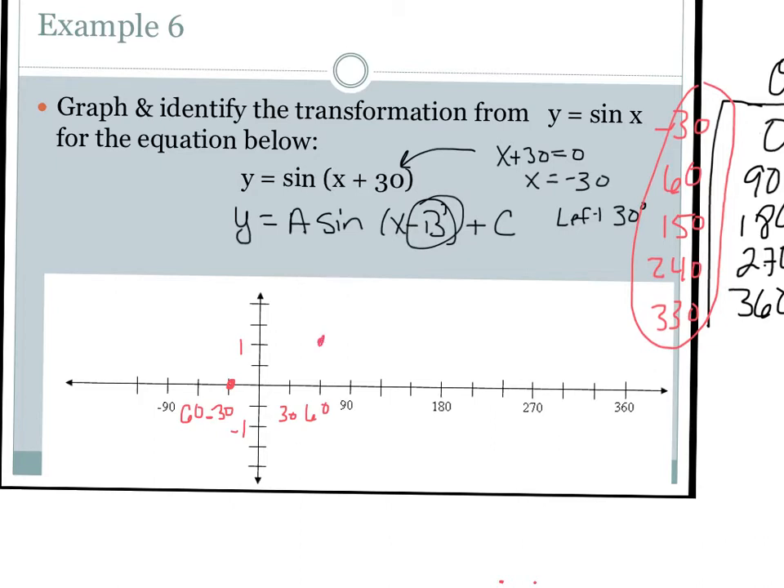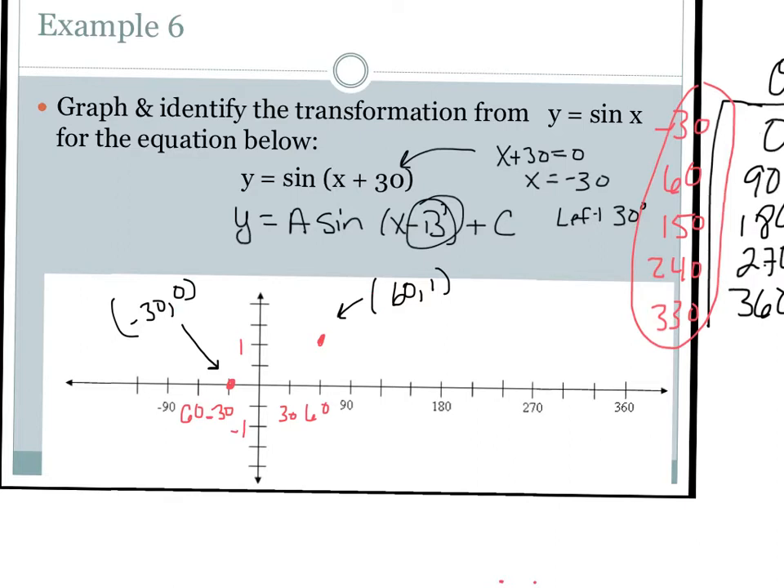So I'm going to plot this guy right here, and I'm going to start labeling these points also. This was negative 30, 0. So you can see that we're shifting these 30 units to the left. This is going to be 60, 1. What I'd like you to think about is what's the distance between negative 30 and 60? Hopefully you're saying that's 90 degrees. What's the difference between 60 and 150? 90 degrees. Between 150 and 240? 90 degrees. Between 240 and 330? 90 degrees. So really, after this point, all you have to do is go every 90 degrees.